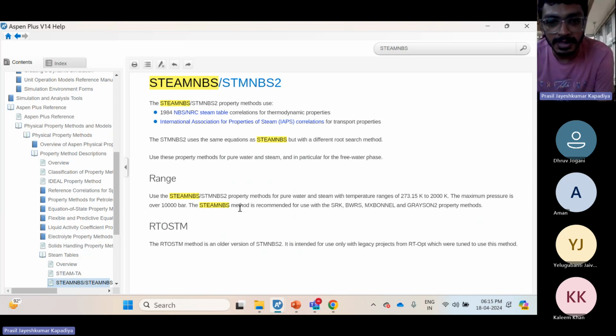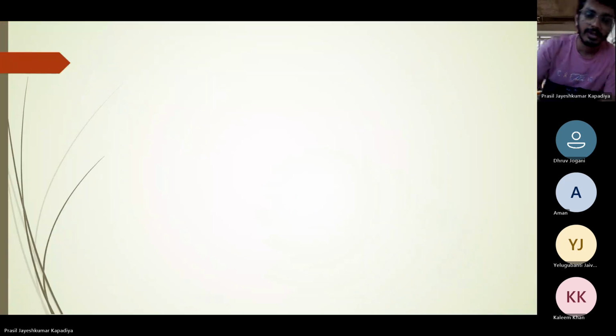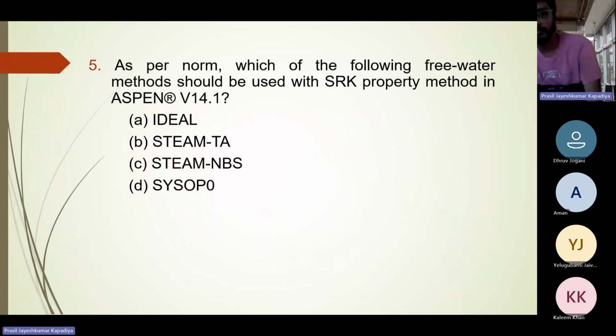This NBS method is recommended for use with SRK and these other property methods. So you should remember this: whenever we are using the SRK equation of state for pure water and steam, we must use steam NBS as the steam property method. Okay, I hope this is clear to everyone.